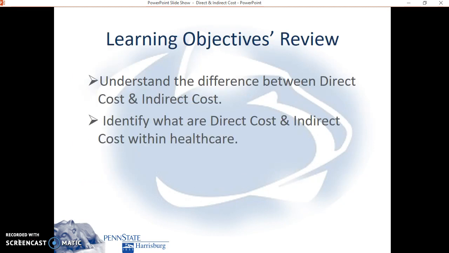To review what we talked about, understanding the differences between direct calls and indirect calls. And we also talked about identifying what are the direct calls and indirect calls within healthcare.